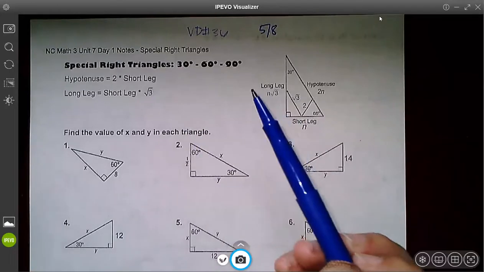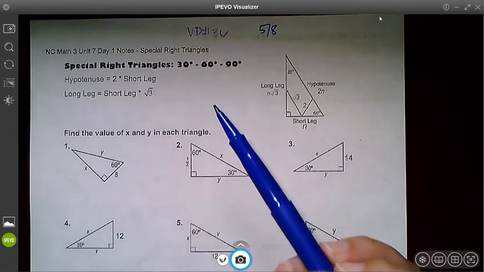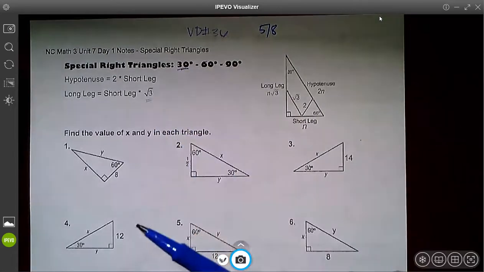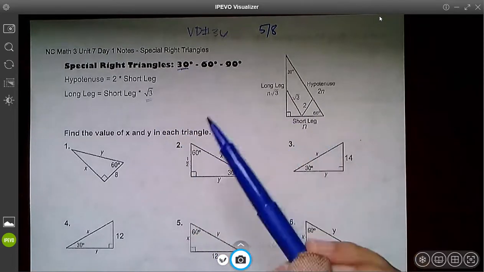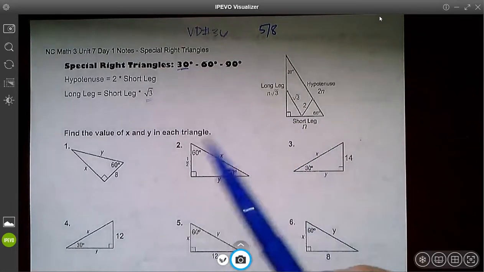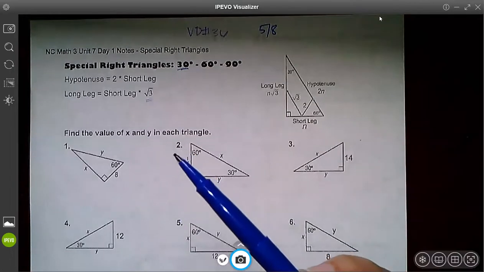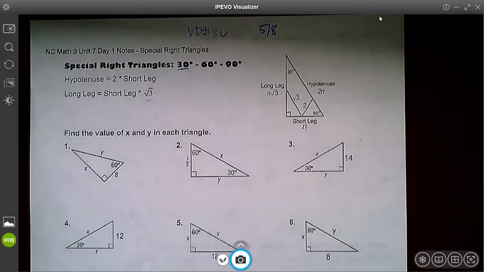The way that I remember it, because there's a different rule for 45, 45, 90 triangles, is the 30 uses the square root of 3. If you can remember that, then maybe that will help you with this. And the 45, 45, 90 has two 45 angles, and you're going to use the square root of 2. So we'll look at that in a second.